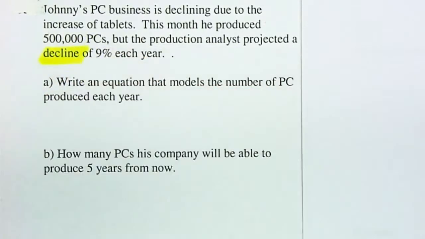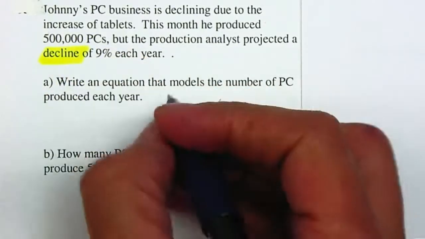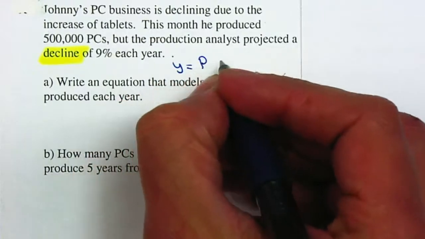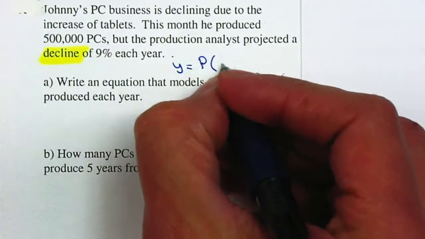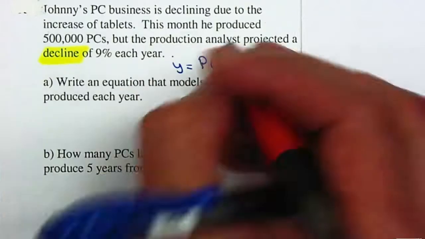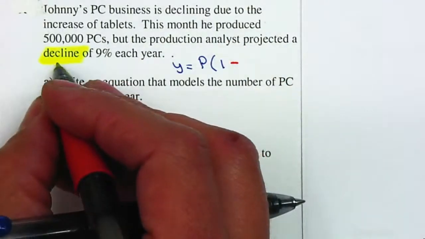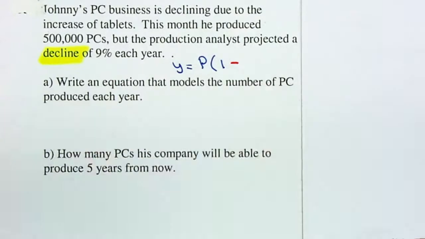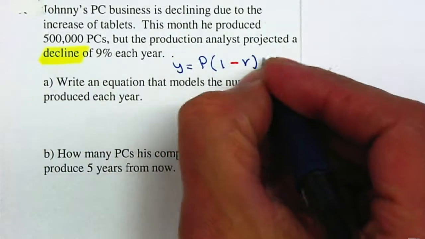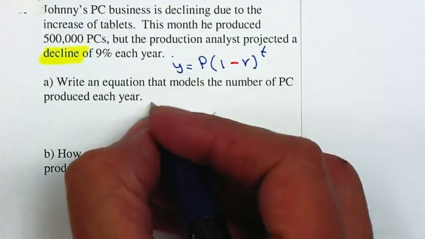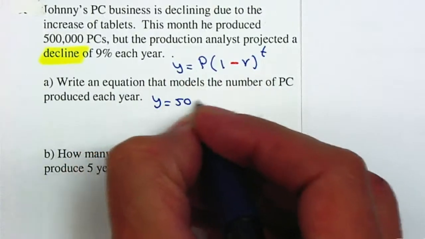So therefore, our equation should have a minus in between. Now remember, your equation is y is equal to your principal, which is your initial amount, times 1, in this case, a minus since it's declining. If it was increasing, there would be a plus in between, r to the power of t. That's it. P is your initial amount, which is 500,000.